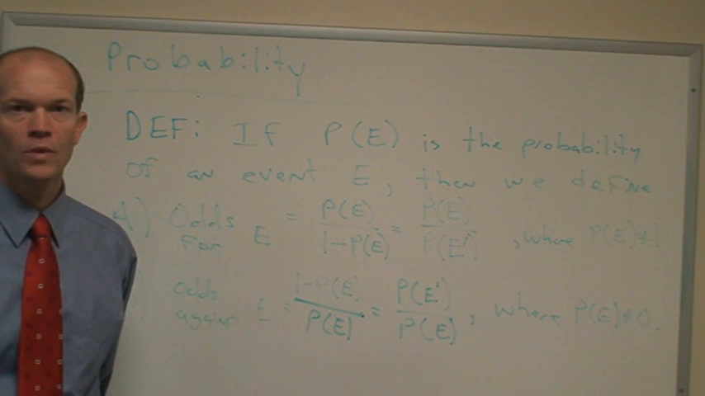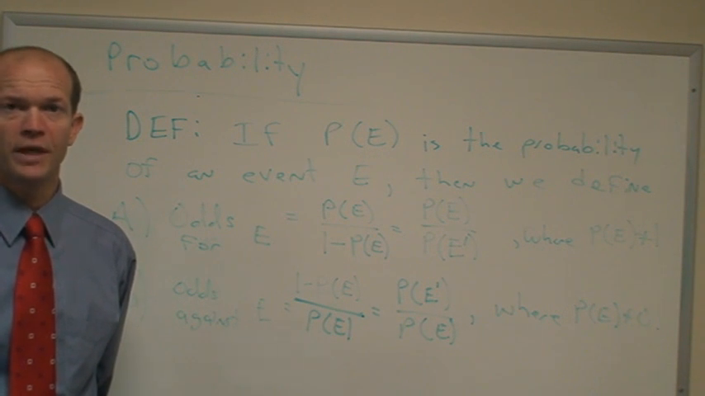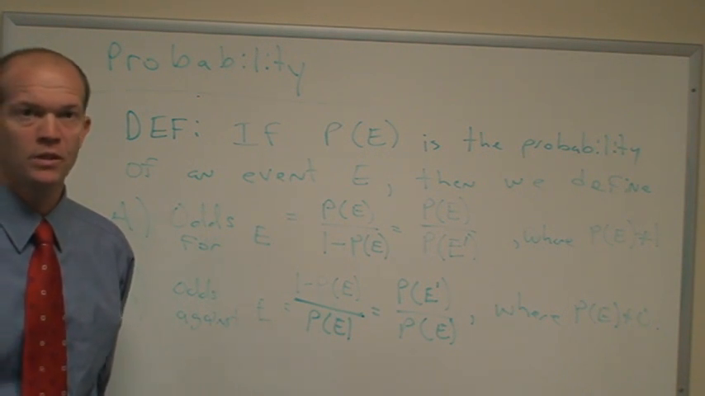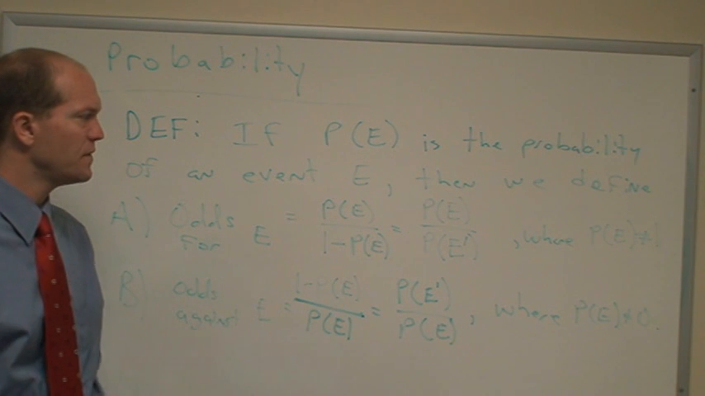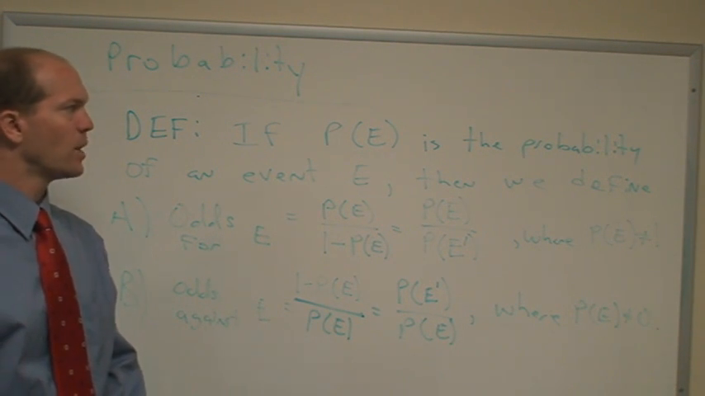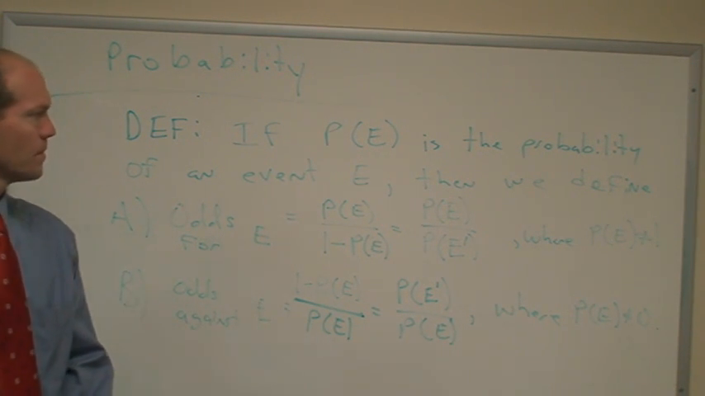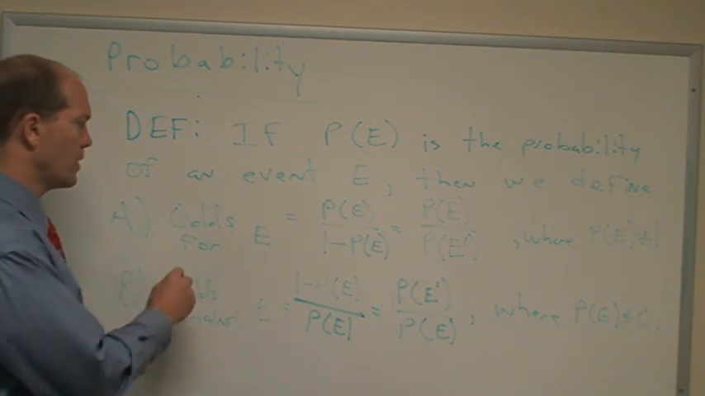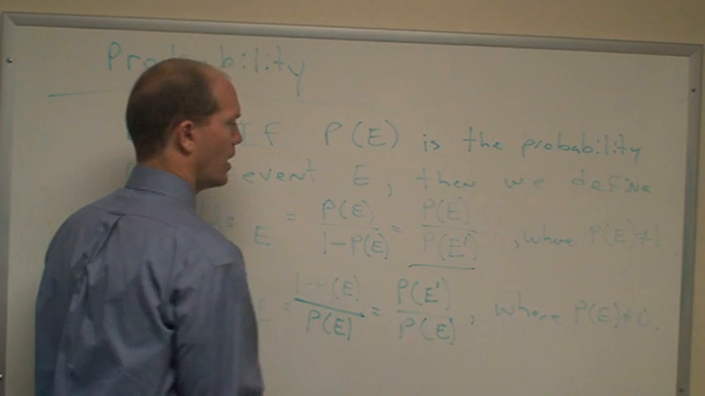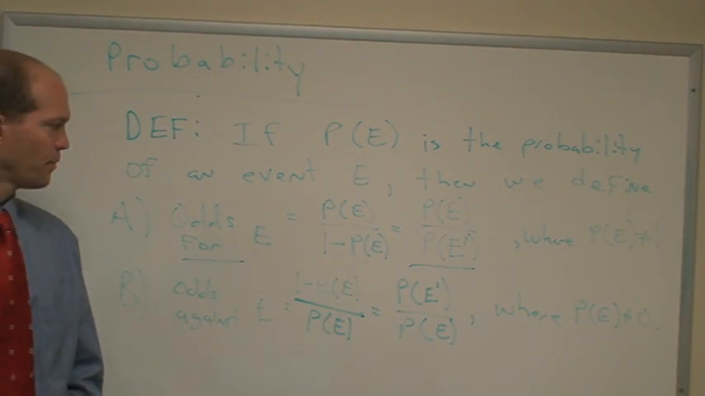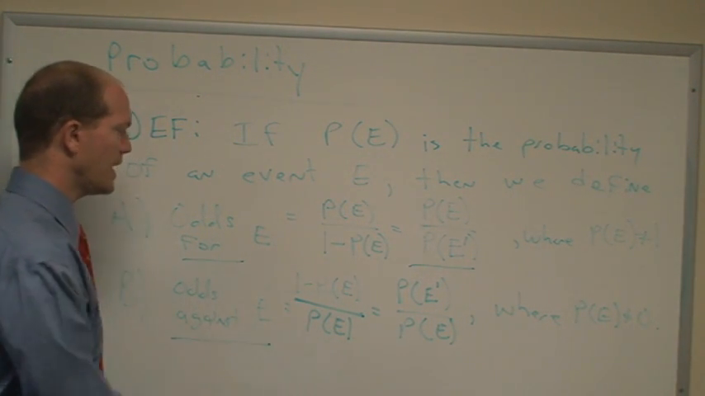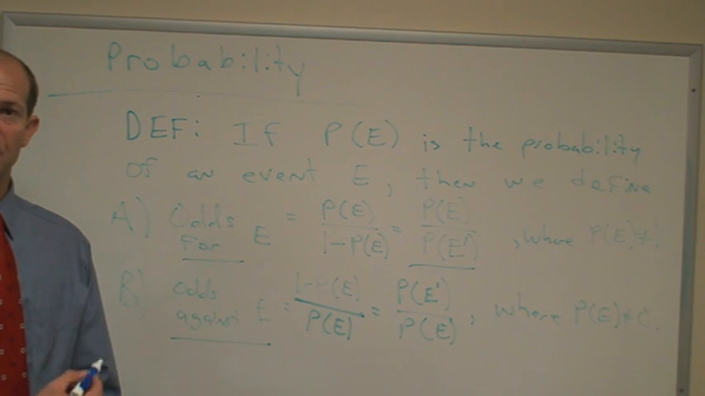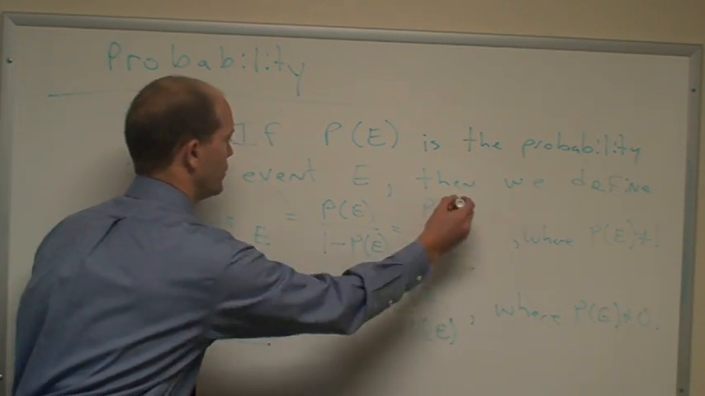On your sheet there that you should be looking at, you've got a definition that's written just like this. This is the definition of odds, and we'll say if the probability of event E, P of E, is the probability of event E, then we define the odds for E in this way. Alright, so I'm going to stop here. We're going to define two things, the odds for E and the odds against E. I'm going to say this is the technical definition that I'm never ever going to use.